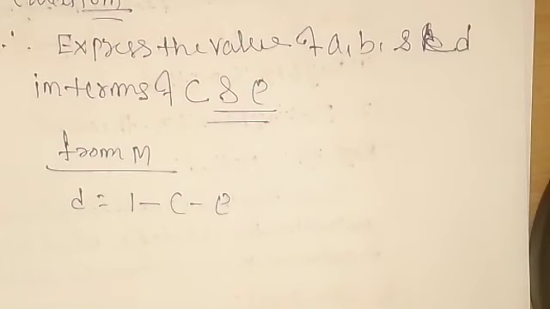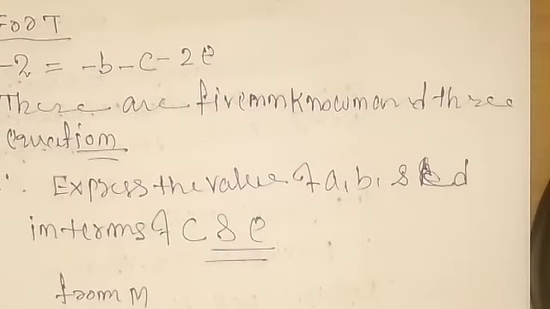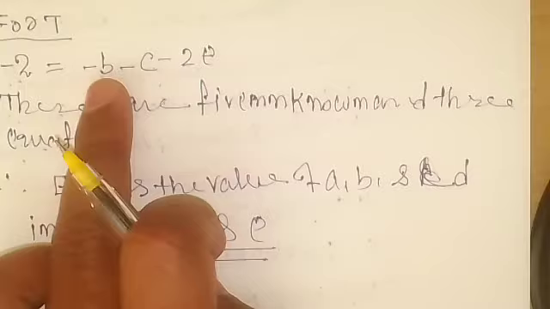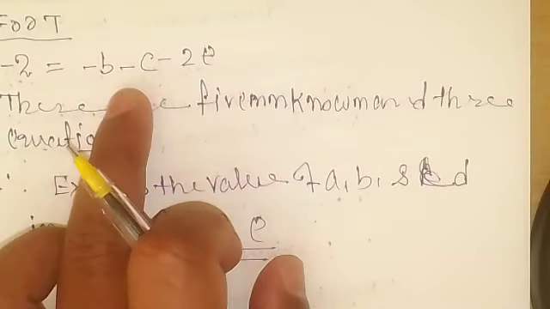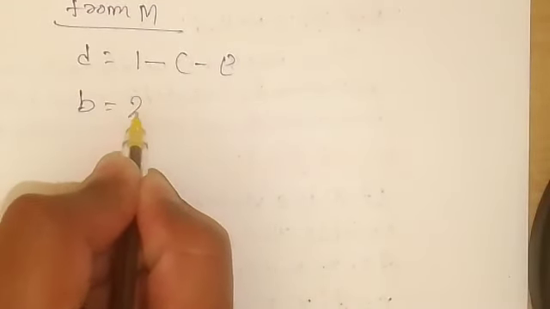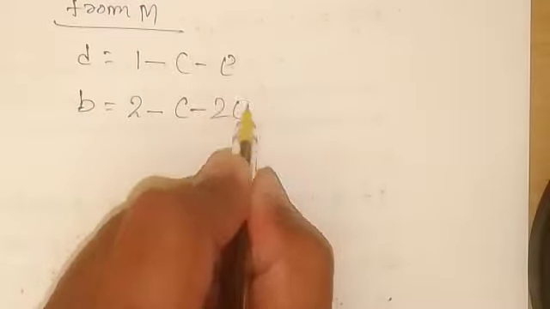Okay, now b. This is the equation, right: minus 2 is equal to minus b minus c minus 2e. So b is equal to 2 minus c minus 2e, right? So again, b is equal to 2 minus c minus 2e.